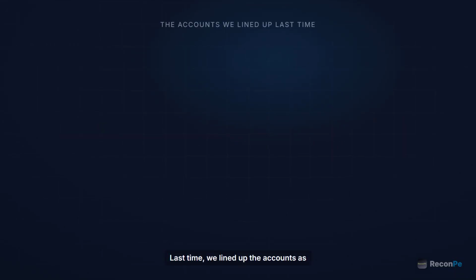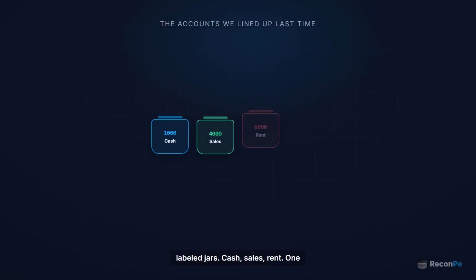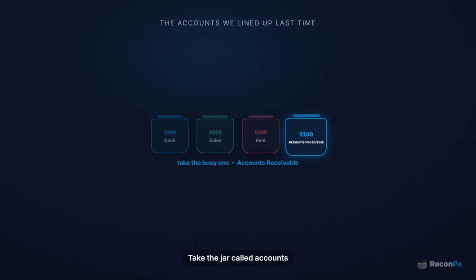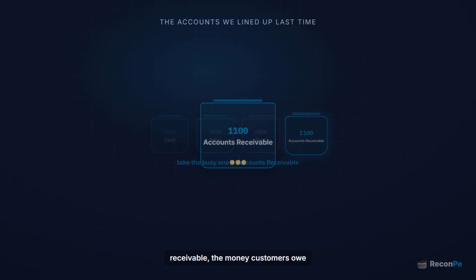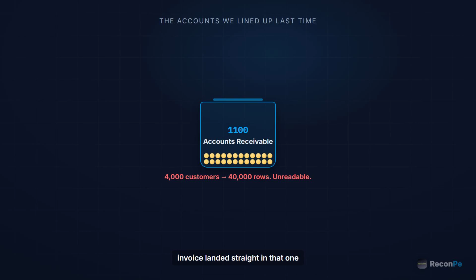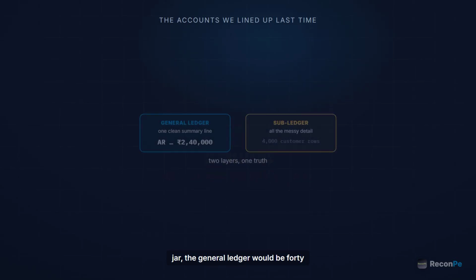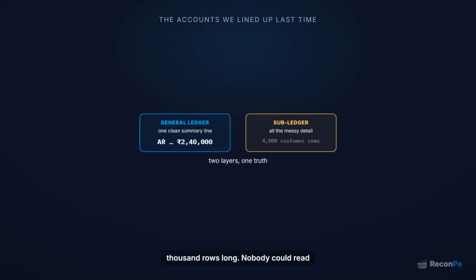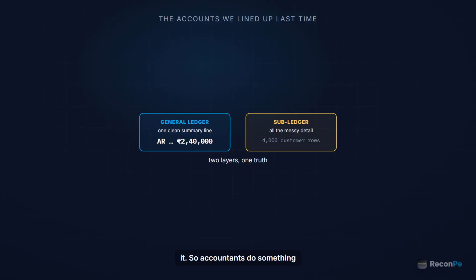Last time, we lined up the accounts as labeled jars. Cash, sales, rent. One jar, one total. But here's the catch. Take the jar called Accounts Receivable, the money customers owe you. A real business might have 4,000 customers. If every single invoice landed straight in that one jar, the general ledger would be 40,000 rows long. Nobody could read it. So accountants do something clever.